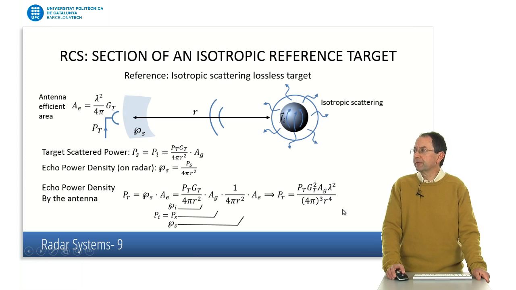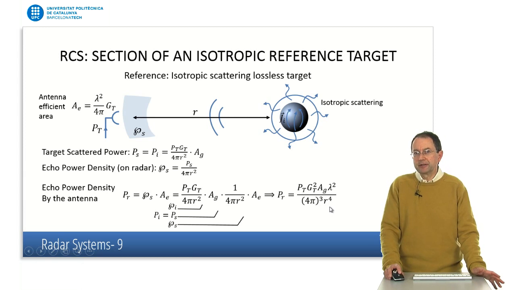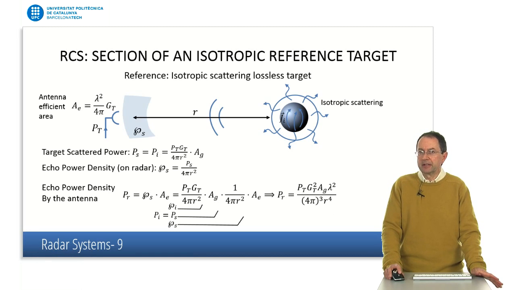of our isotropic reference target. And then we have this lambda squared, which comes from the conversion between effective area and gain for the receiving antenna. And in the denominator, we have 4 pi to the third power and R to the fourth power. So this is a very important term in radar. This means if we increase range, the drop of the echo signal will be very, very significant. So we have to take this into account in the radar design.